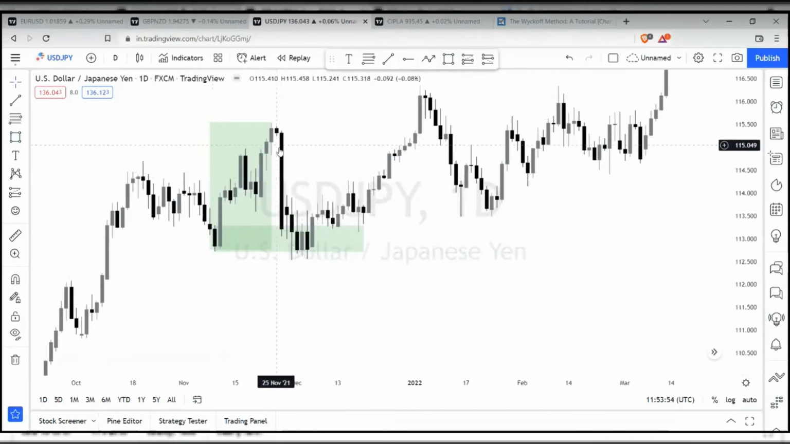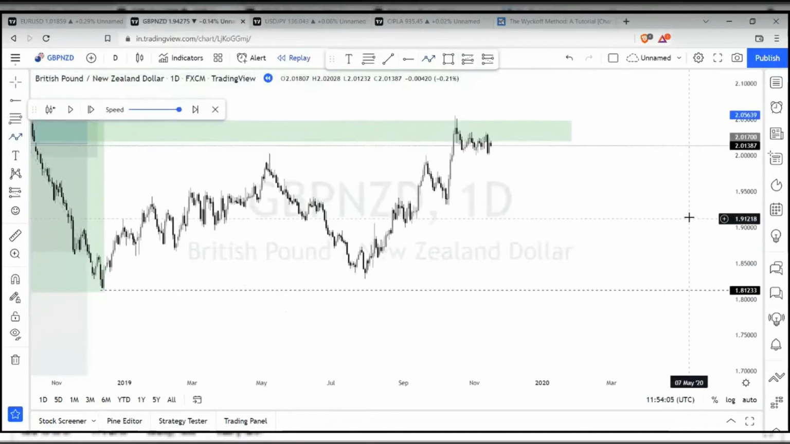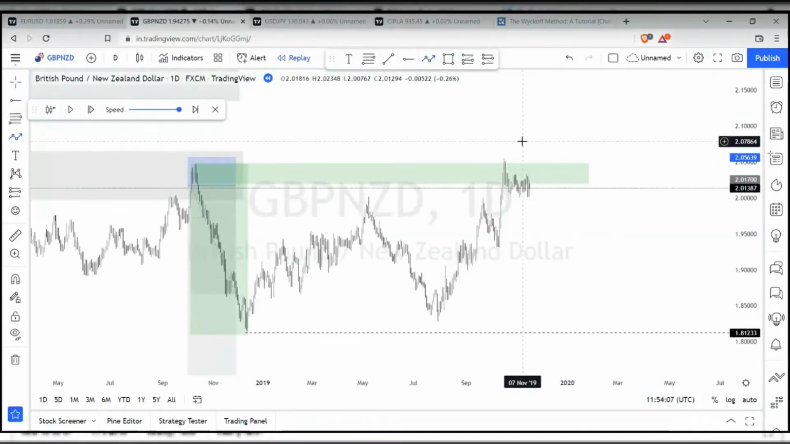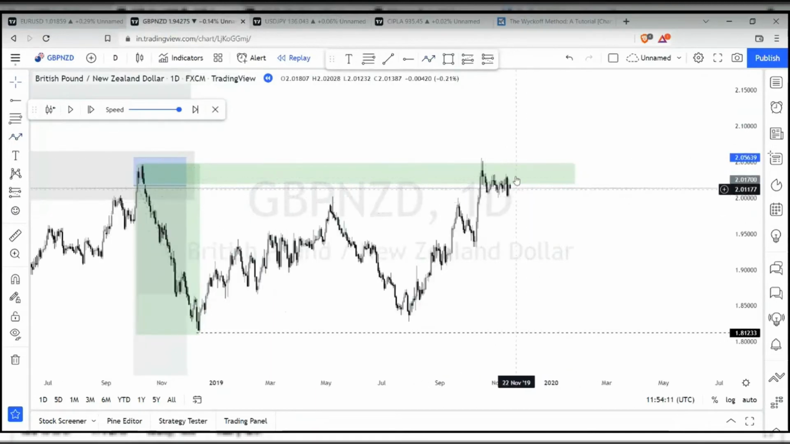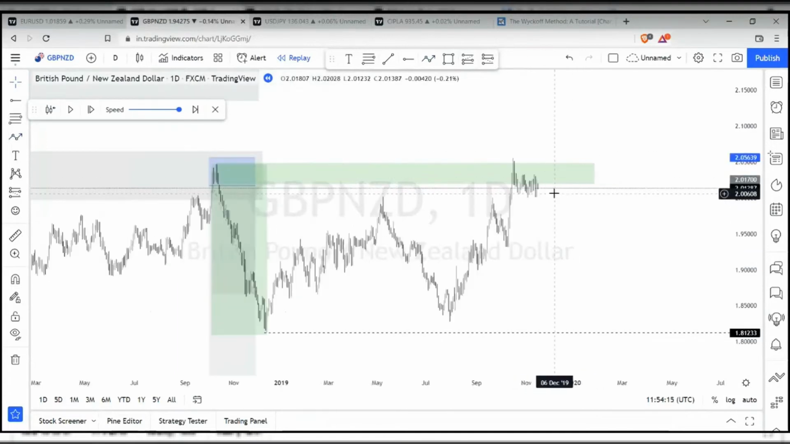No, absorption. Okay. If we want to see a break of structure like this, then price would have come like this. So if you got a confirmation here to sell, that does not guarantee you that it's going to go down. It does not guarantee you. That's why you have a stop loss. And that's why you need to take partials.